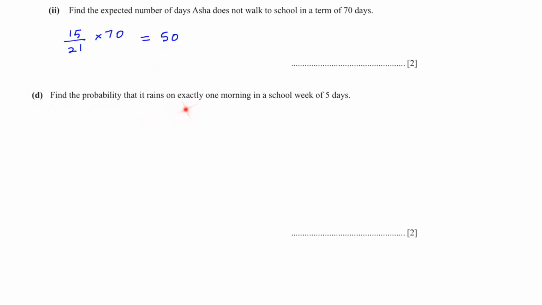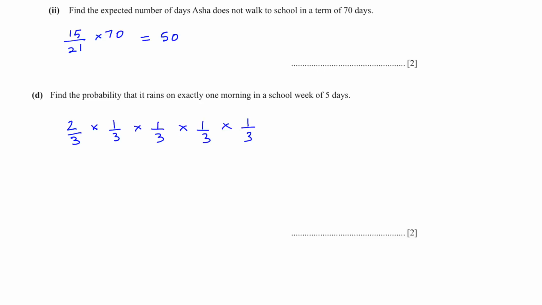D, find the probability that it rains on exactly one morning in a school week of 5 days. We could have the probability that it rains on the first day, so that will be 2 over 3. And the other 4 days, it does not rain. That is 1 over 3. So we times it 4 times.